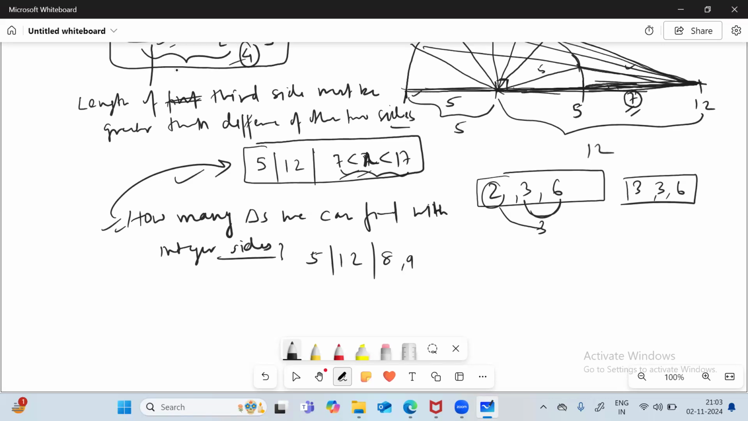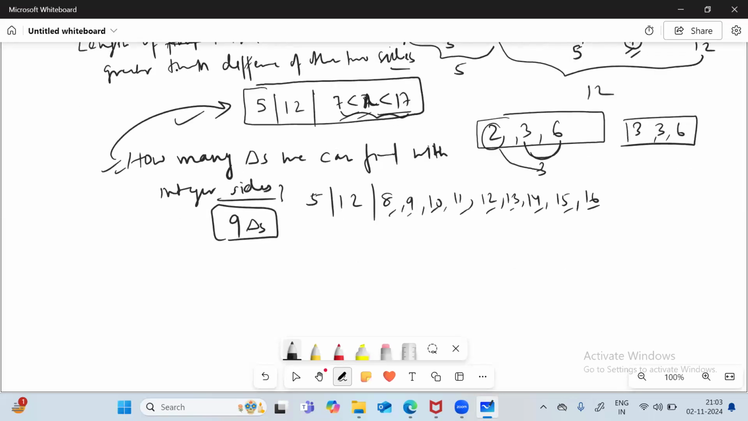That means 8, 9, 10, 11, 12, 13, 14, 15, 16. And it should be less than 17. Then we cannot go ahead to 17. So how many triangles can I actually make? 1, 2, 3, 4, 5, 6, 7, 8, 9. So the answer would be 9 triangles, with integer sides. And if it is not integer sides, you can make actually infinite triangles.